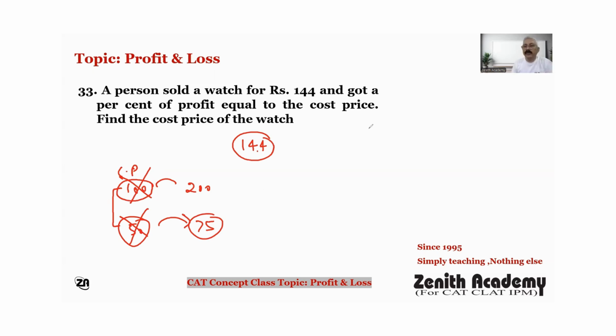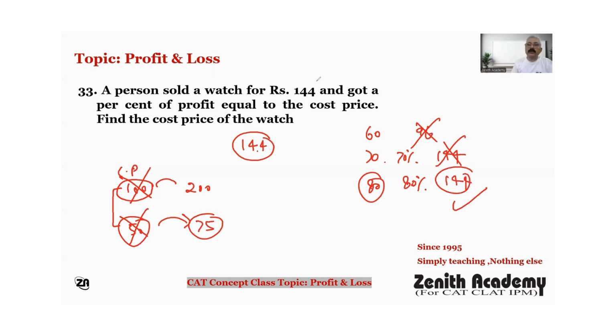ओके. सो नाउ इट इज इजी. लाइक 60, 60 का 60% इज 36, 60 प्लस 36 इज 96. नहीं होगा. 70 का 70%, 49, 70 plus 49, this is not going to 144. So this is not answer. If I take 80, 80 का 80%, 64. 80 plus 64 is 144. This is your answer. So the cost price is 80 rupees.